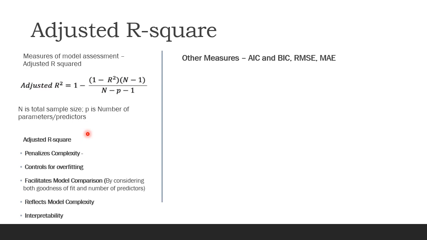So adjusted R square penalizes the complexity, controls overfitting, and facilitates model comparison by considering both the goodness of fit and the number of predictors. So this is the number of predictors and R square is the goodness of fit. It has incorporated both these parameters, and the interpretability of adjusted R square is high.